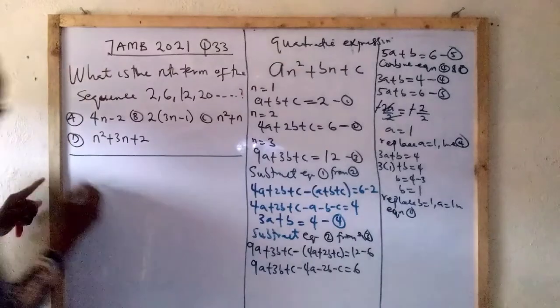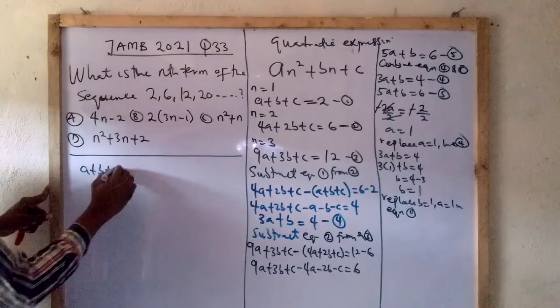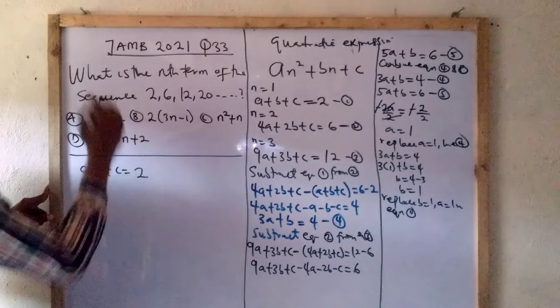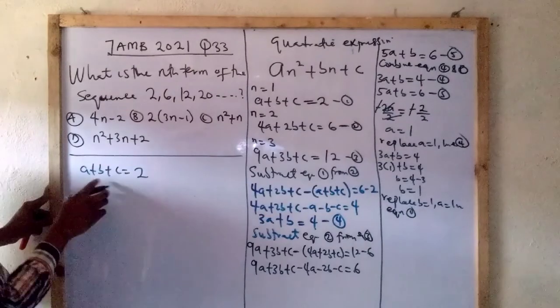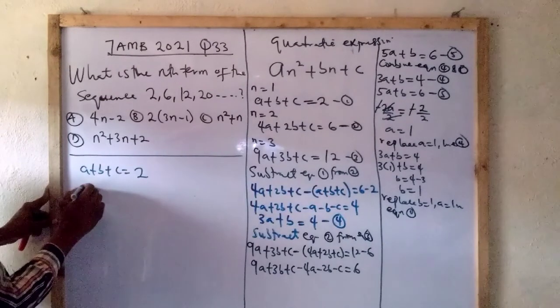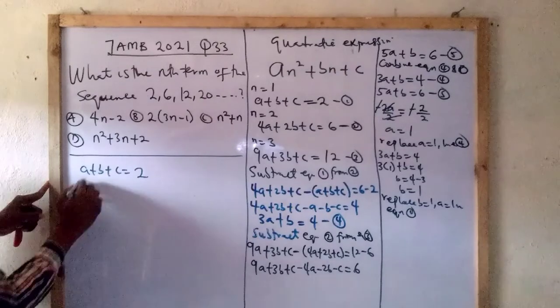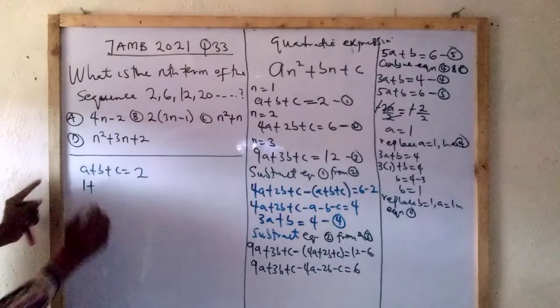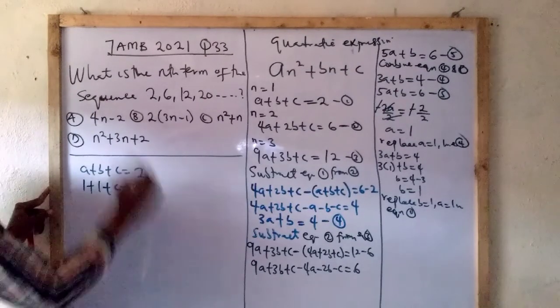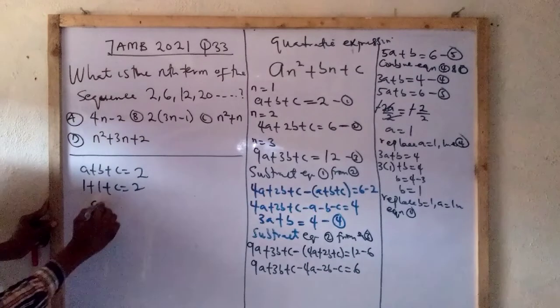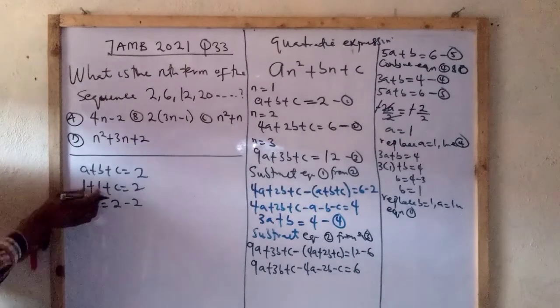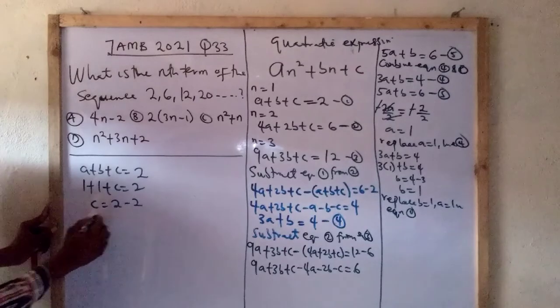So equation 1 says a plus b plus c is equal to what? 2, right? So when a is equal to 1, which is 1, plus b is also equal to 1, plus c is equal to what? 2, right? So I'm going to have c equals 2 minus 2, because 1 plus 1 will give me 2, right? So we have c equals what?